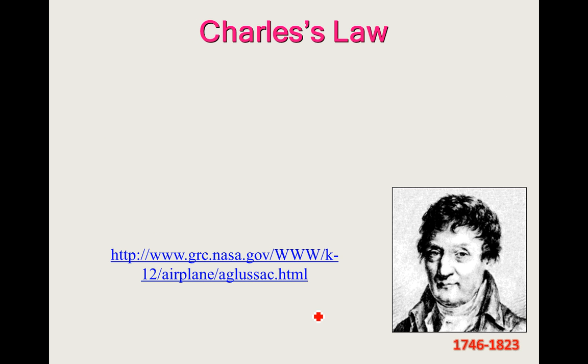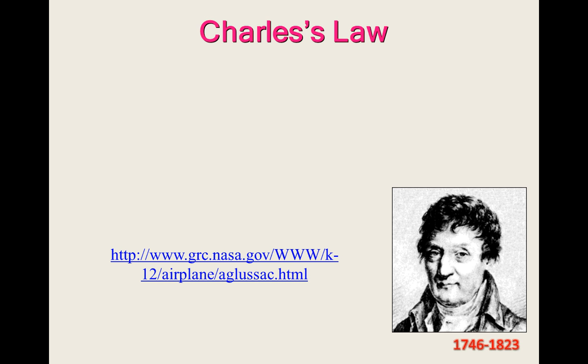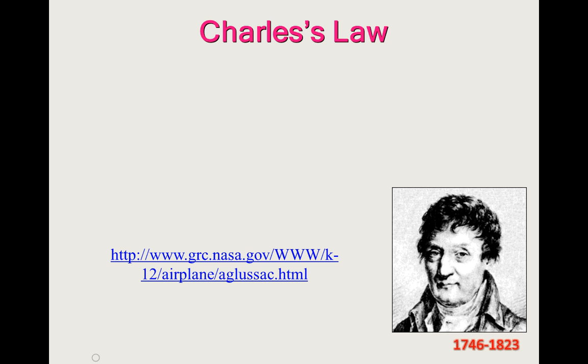The second equation is saying that if I want you to convert back to Celsius, take that Kelvin and subtract the 273. Okay, so that's our first thought of today.